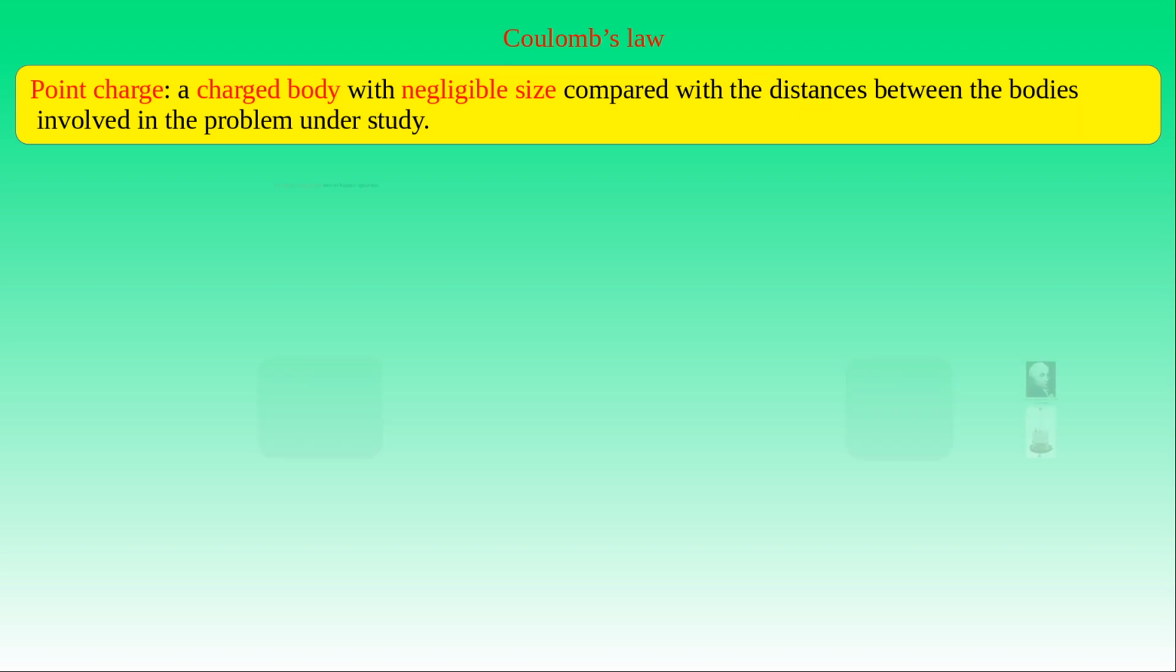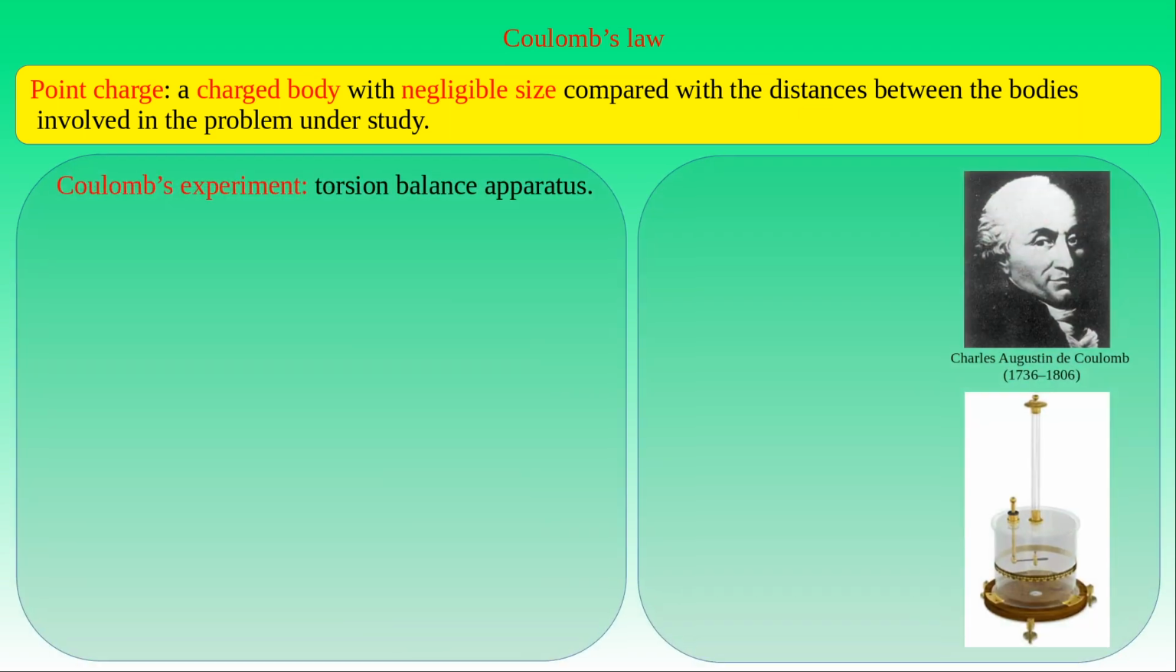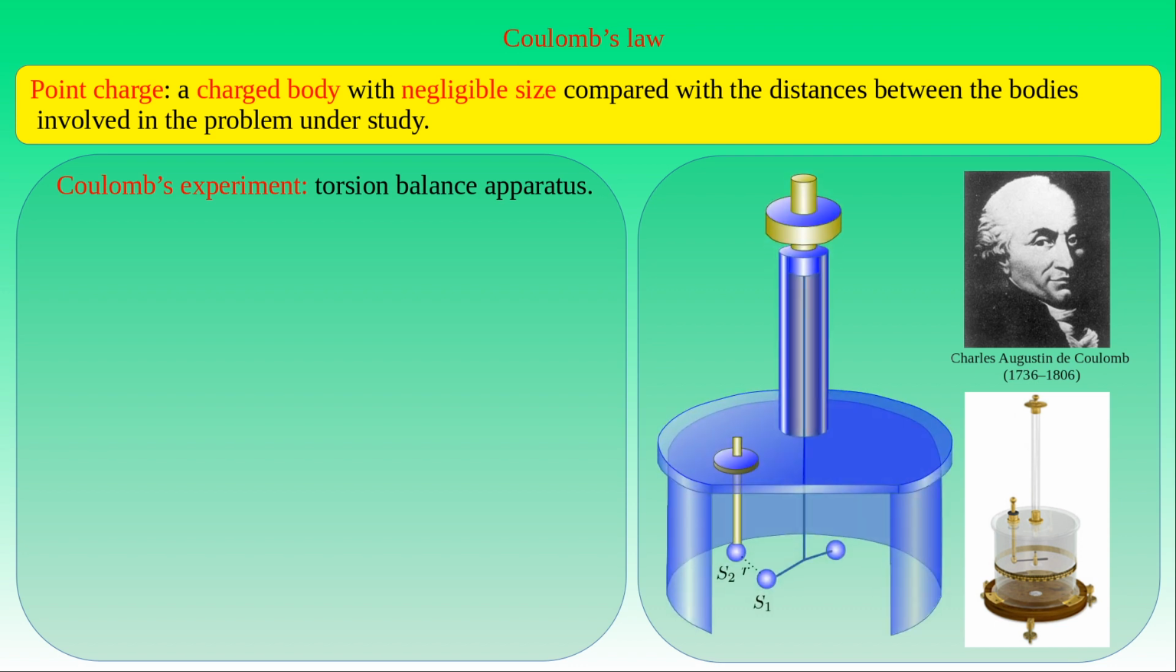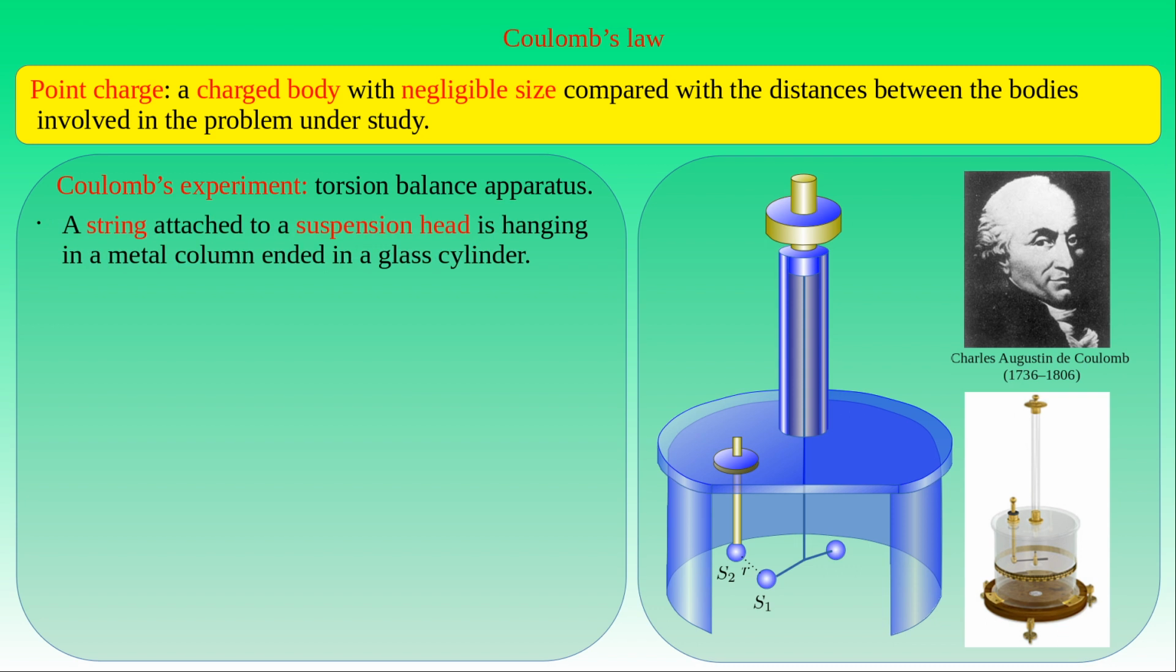Charles Augustin de Coulomb, an army engineer and physicist, gave the first quantitative description of the attractive and repulsive forces exerted by electrically charged bodies on each other. In his famous experiment, he determined the force acting between two small electrically charged spheres. Coulomb built a torsion balance apparatus to measure the electric forces. He used a suspension head and attached a string to it, which was hanging in a metal column and ended inside a glass cylinder.